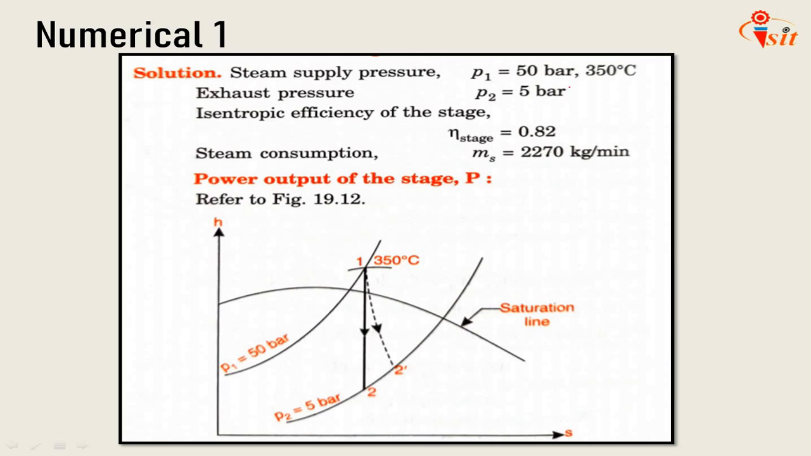See your figure, this is the saturation line, and 350 degrees Celsius is superheated, so it will be in the superheated region with respect to 50 bar pressure. Expansion is taking place in the turbine up to 5 bar pressure. This is the theoretical expansion and this is the actual expansion, 2 dash.